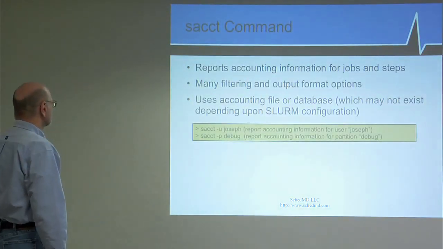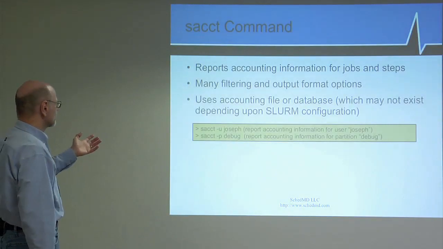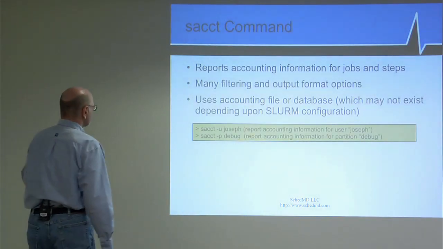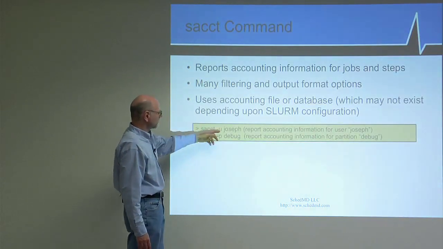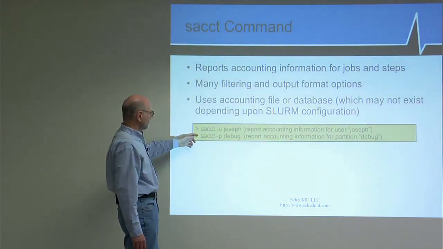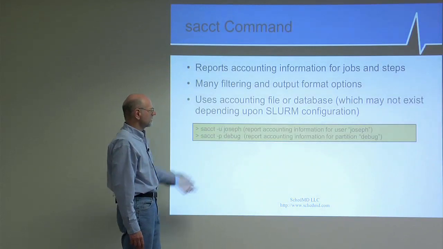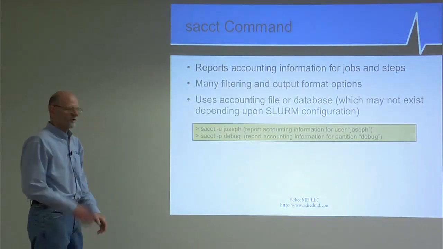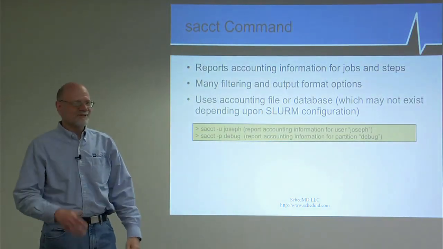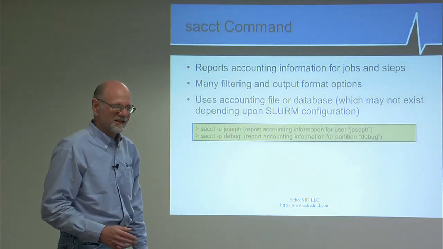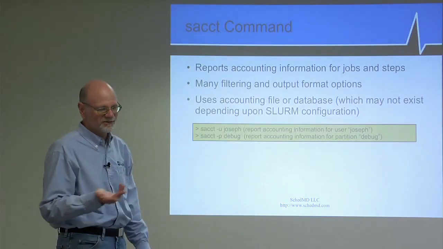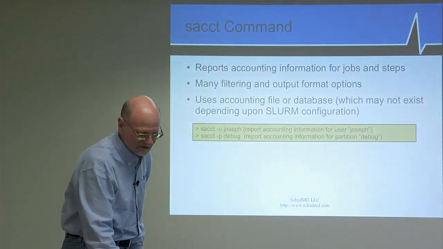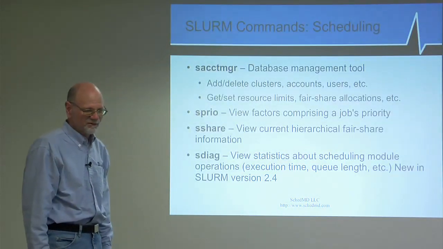So here is some information. This doesn't show you the output, but you know, give me information about all jobs run by user Joseph, or all jobs run in partition debug, and it will list, Lord knows how many jobs at that point. There are obviously time options for this too, so you can say just jobs that ran yesterday or ran in the last 5 minutes or whatever.